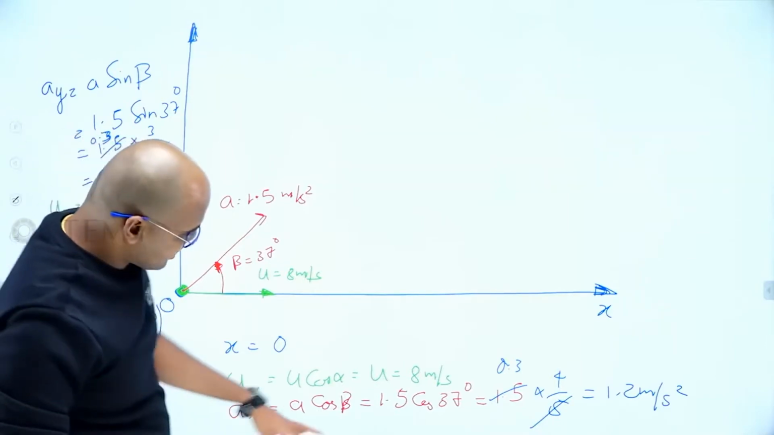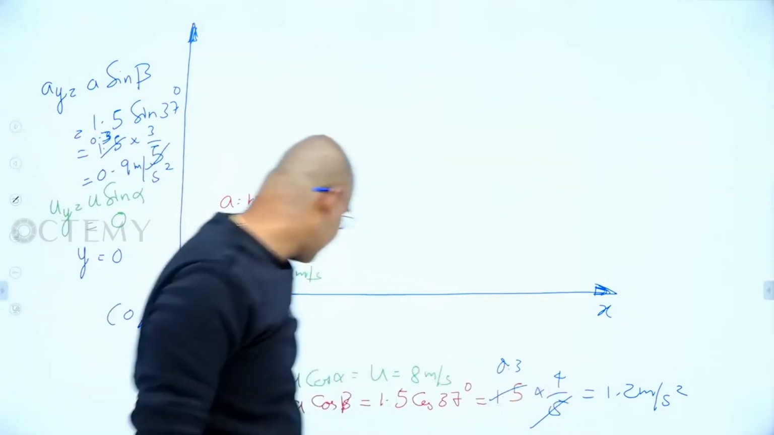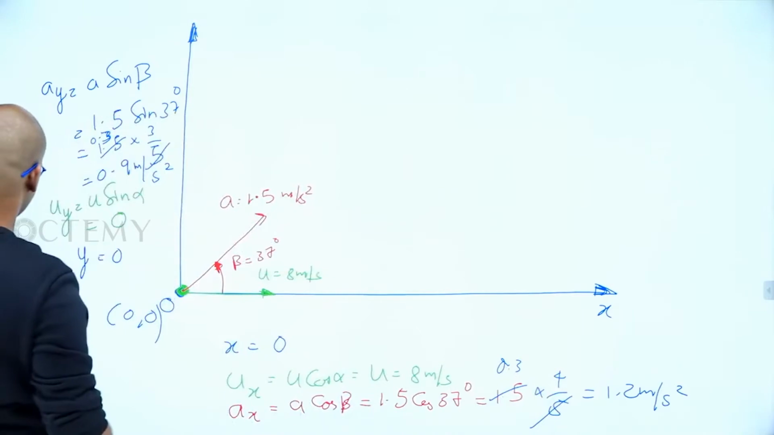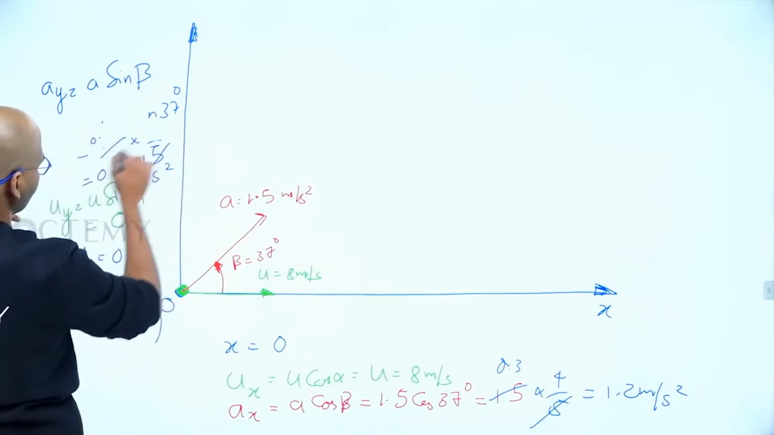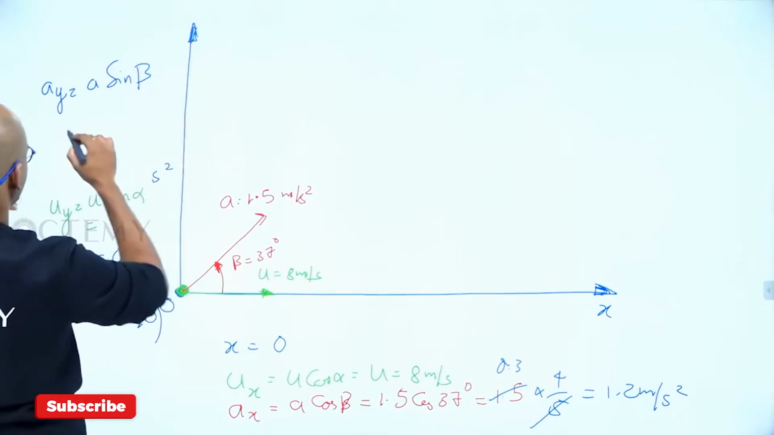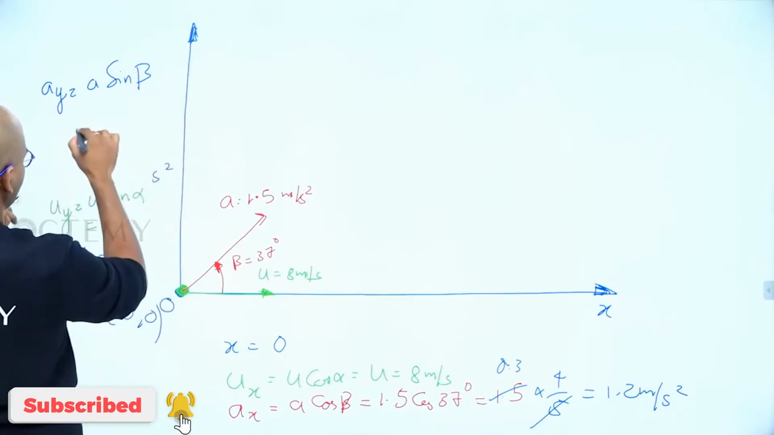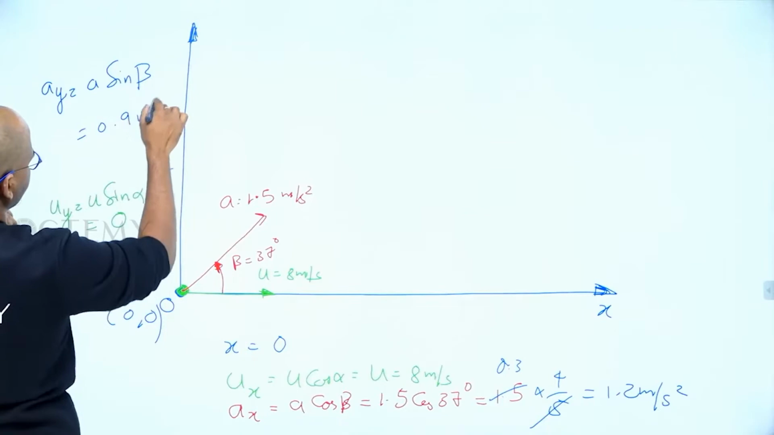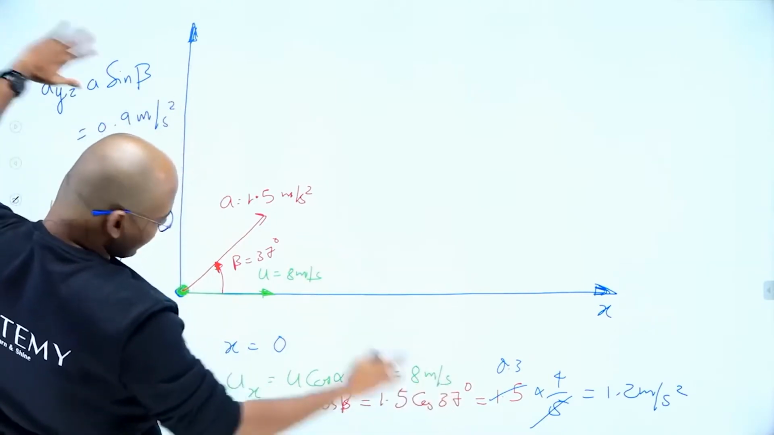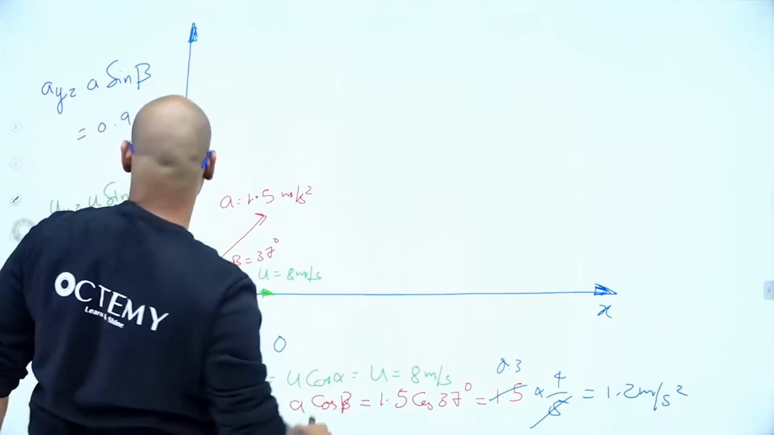So the acceleration in x direction is 1.2 meter per second square. Acceleration in y direction, I'm erasing and just writing the value, 0.9 meter per second square. So the first job is successfully done. I have divided into east and west, that is x direction and y direction, successfully, right?